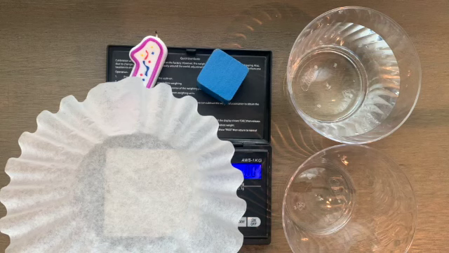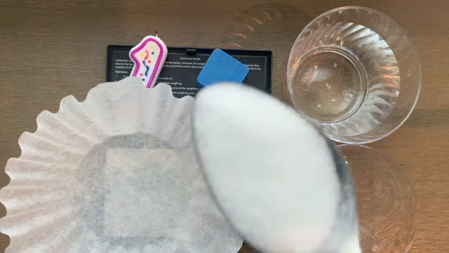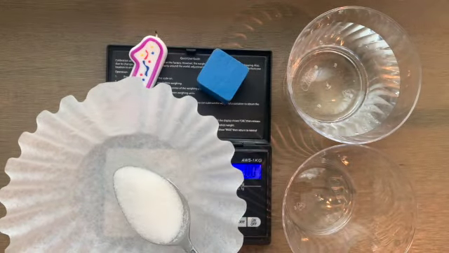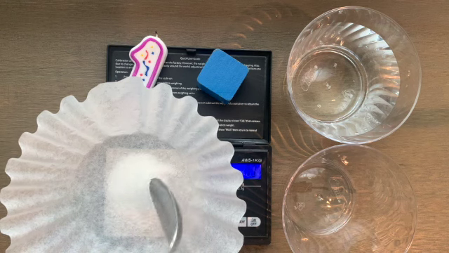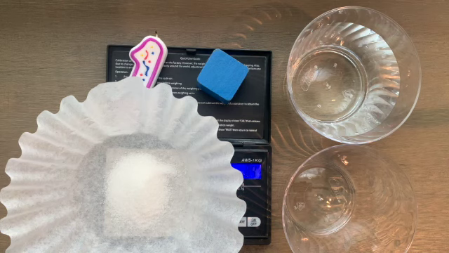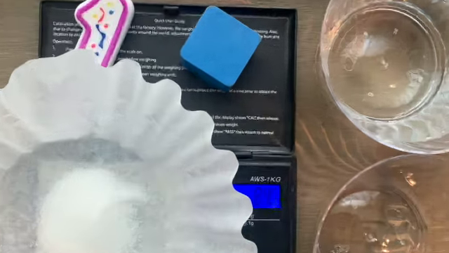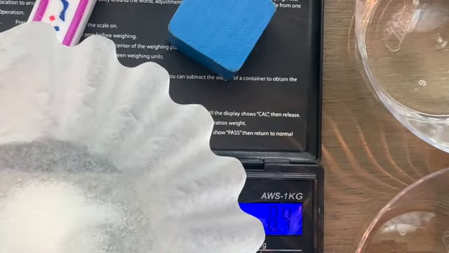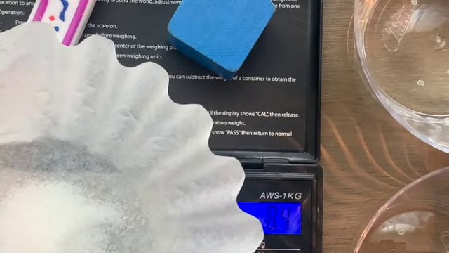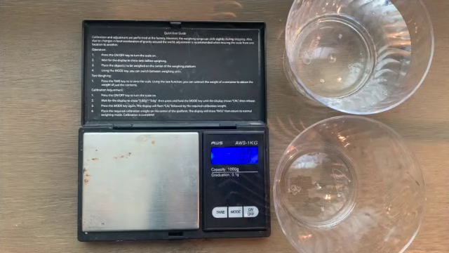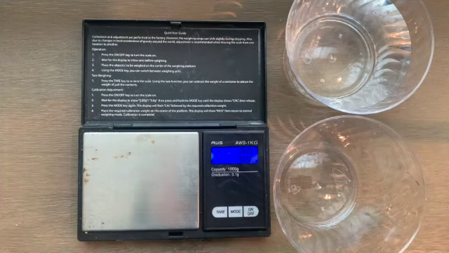Then all you're going to do is take whatever substance it is. I'm going to use that sugar we used in our last example and carefully place it on the weighing paper, making sure that all of the sample is sitting on top of the scale. You will then, just like last time, once the reading settles, go ahead and read the measurement, which in this case we can see is 8.4 grams. The last substance I'm going to show you how to measure is a liquid.